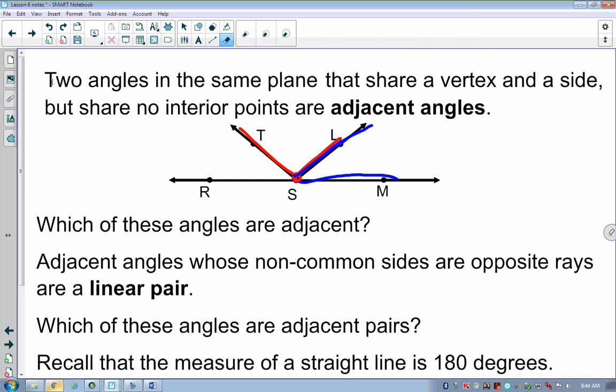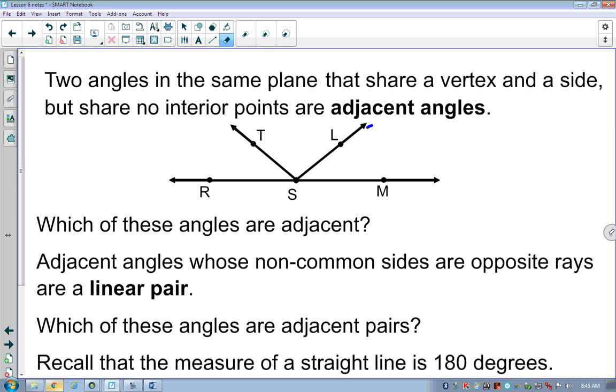But not only that, if I wanted to, I could say that angle LSM is adjacent to angle LSR. Those are also adjacent to each other. Do you follow me? They still share the vertex S and they still share the side LS. And we could come up with several different adjacent pairs there. So do we understand what adjacent angles are? Angles that share a common vertex and a side, but no other interior points.